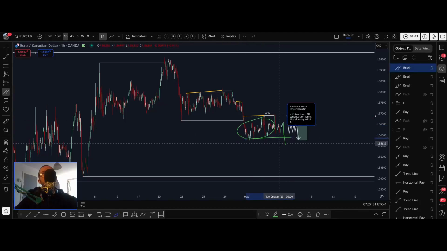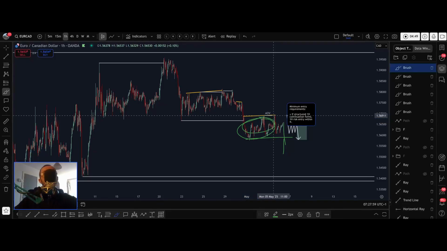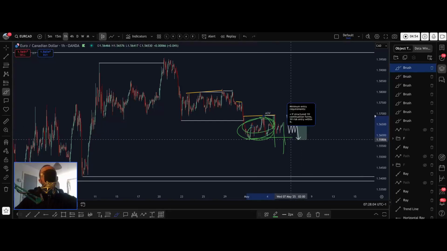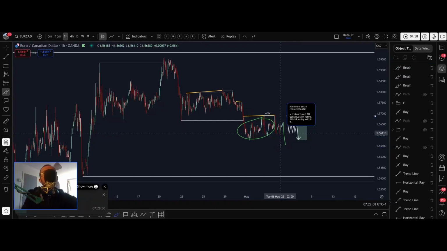So if we do break it, it's likely that we will start pushing a lot lower because of how much volume's been built up here, which is kind of, if you think of it as the pulling back of the bow and arrow. Okay, this volume will likely help this to go a lot further.